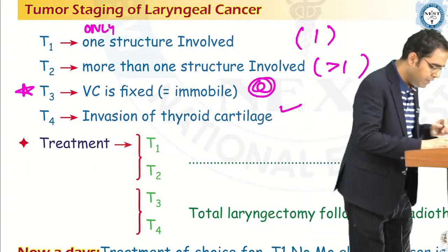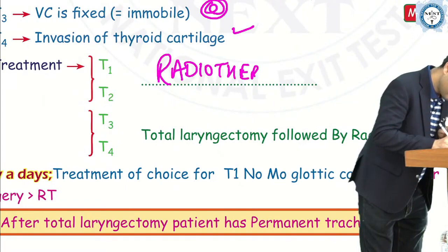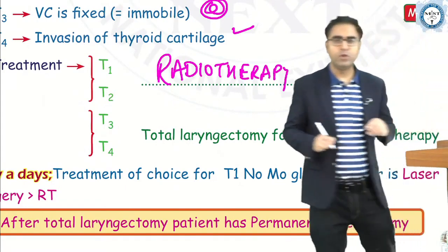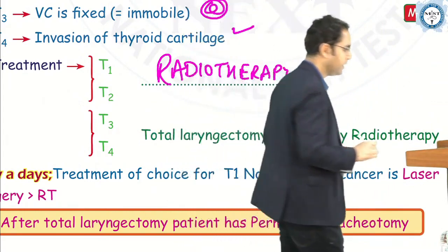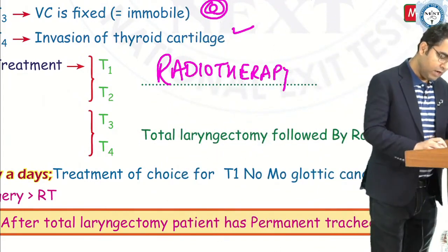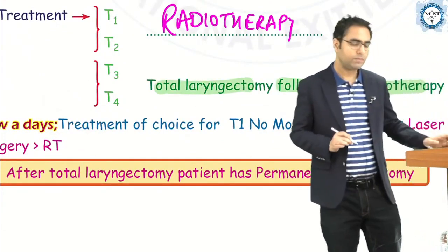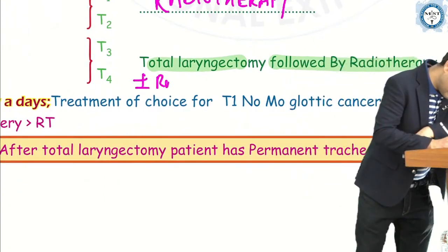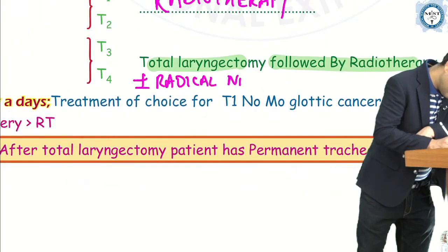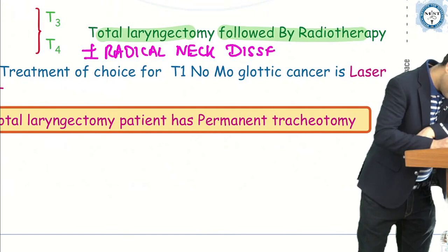Now treatment. T1, T2 is radiotherapy, beta. T1, T2, radiotherapy. Okay. T3, T4 is total laryngectomy followed by radiotherapy. Total laryngectomy plus minus one more surgery, beta. Plus minus radical neck dissection surgery, beta. R&D surgery, beta.